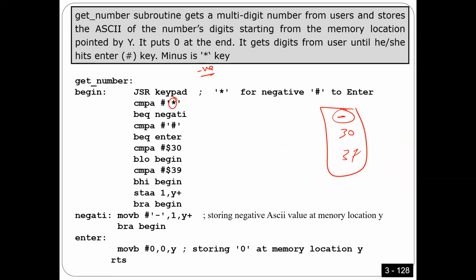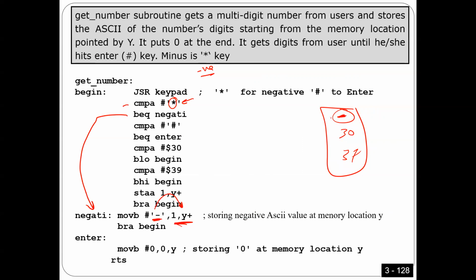Okay. If it is negative, I'm going to come to negative. In case of negative, I'm going to store the ASCII of negative in the array. Is that okay? And then increment Y. Okay. And then go to beginning again. This is number one. If it is negative, I'm going to come here to store the ASCII of negative.